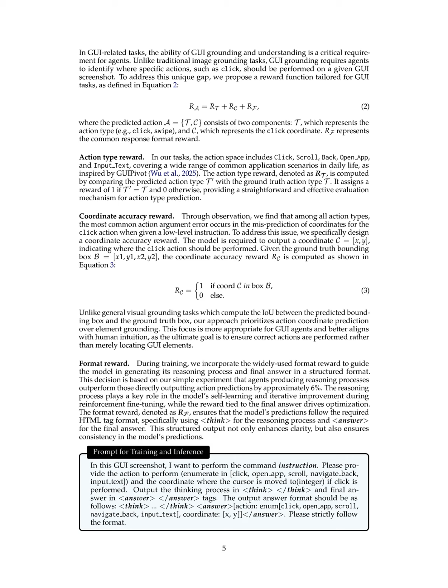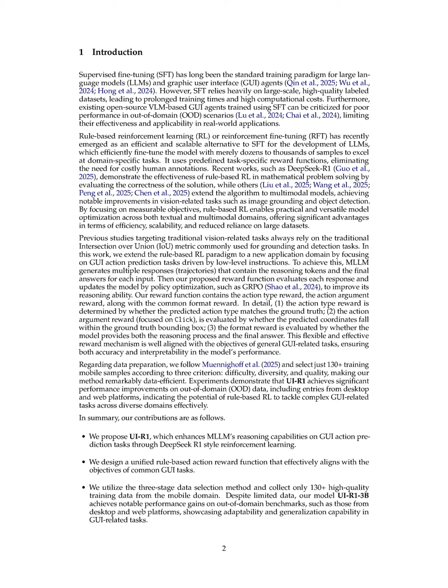During training, these rewards are computed for each response, and the model is updated through policy optimization techniques like Group Relative Policy Optimization (GRPO), which normalizes the rewards to determine the relative quality of each response. This process allows the model to iteratively improve its reasoning capabilities and action predictions, while effectively utilizing a limited dataset of just over 130 high-quality training samples.